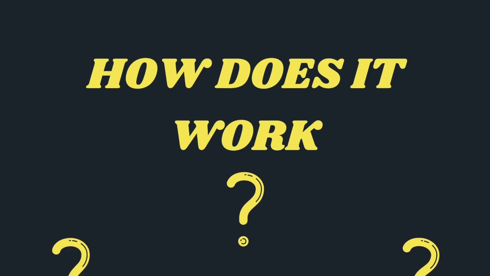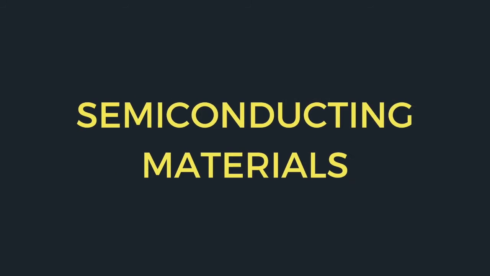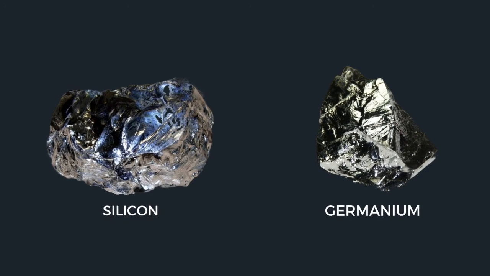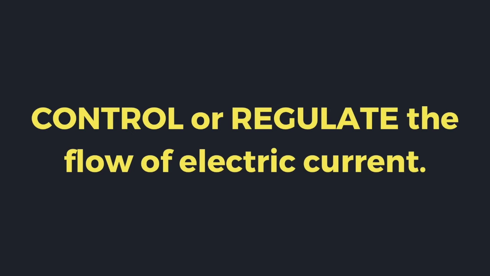But how do transistors work? Transistors work because of something called a semiconducting material, like silicon and germanium. A current flowing from the base to the emitter opens a flow of current from the collector to the emitter. In simple words, we can say that the transistor is a miniature device that is used to control or regulate the flow of electric current.